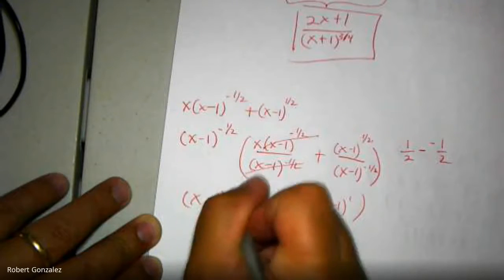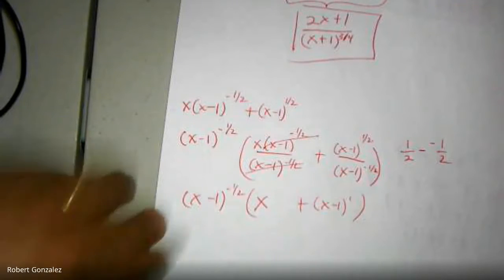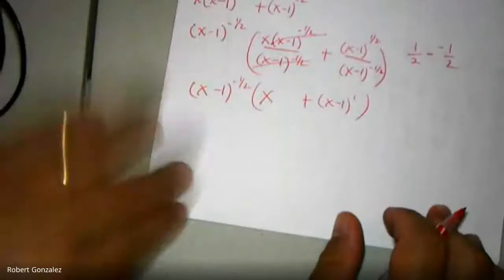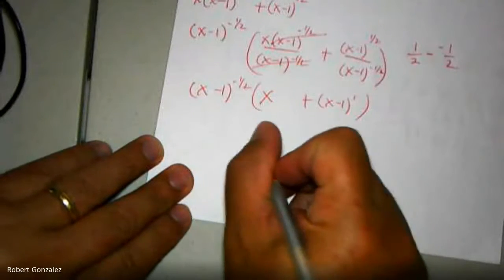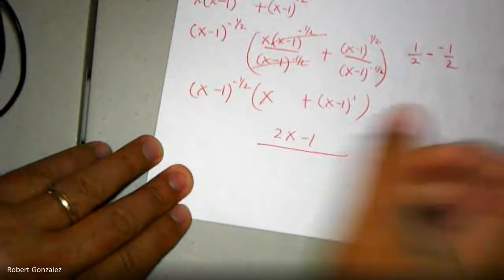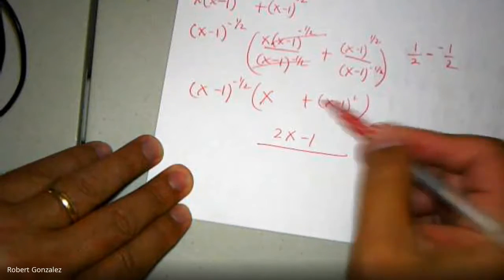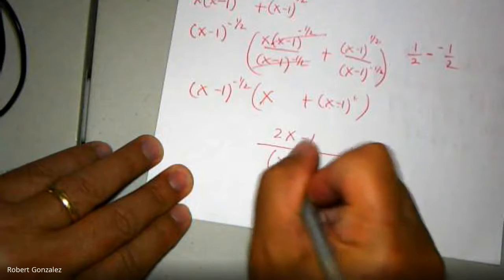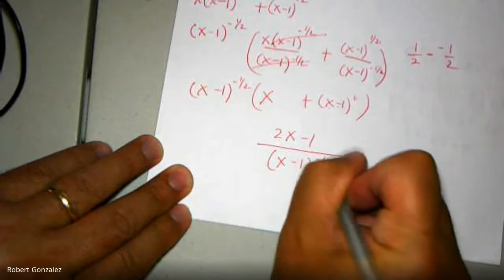Bring this other side down. And I'm left with 2x minus 1. Because this to the first, I can get rid of the parentheses. And on the bottom, x minus 1 to the negative 1/2.